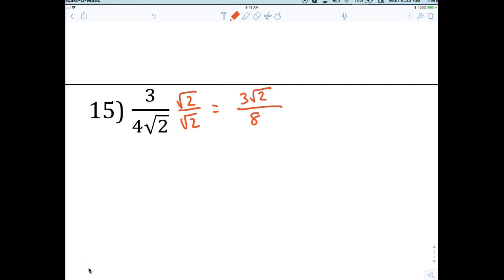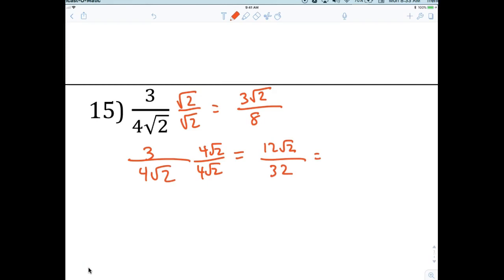Okay, so let's do that because that's a common mistake. We're just going to do it and show you if you did that, it would be perfectly fine. So let me show you what happens. If you do 3, 4 radical 2, and then you do 4 radical 2 over 4 radical 2, I end up with 12 radical 2 over what? 32, right? You see that? And then what am I going to reduce by? 4. You see what I'm saying? So if you do it, you're just going to end up reducing by 4. So then it'd be 3 radical 2 over 8.